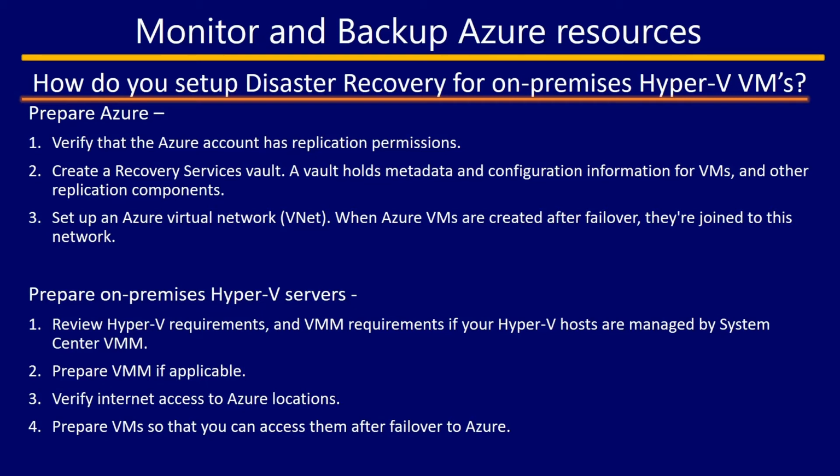Third is set up an Azure Virtual Network (VNet). When Azure VMs are created after failover, they are joined to this network. Next is prepare on-premises Hyper-V servers. First step is review Hyper-V requirements and VMM requirements. If your Hyper-V hosts are managed by System Center VMM, Virtual Machine Manager, prepare VMM if applicable. Then verify internet access to Azure locations. Then prepare VMs so that you can access them after failover to Azure.